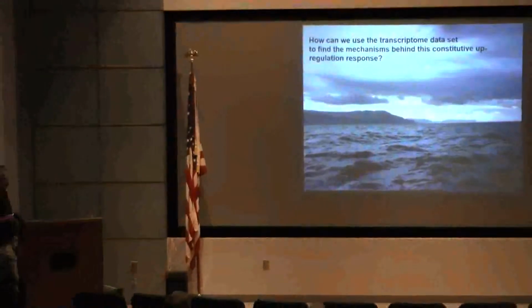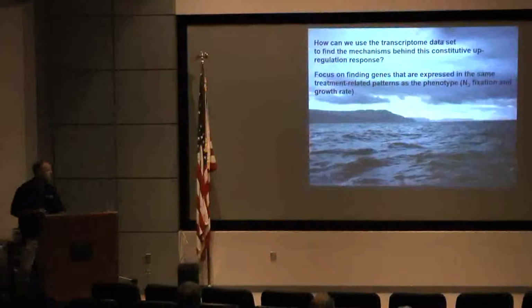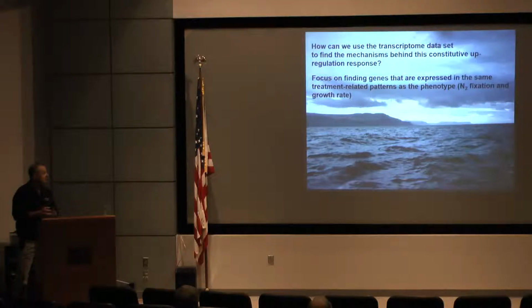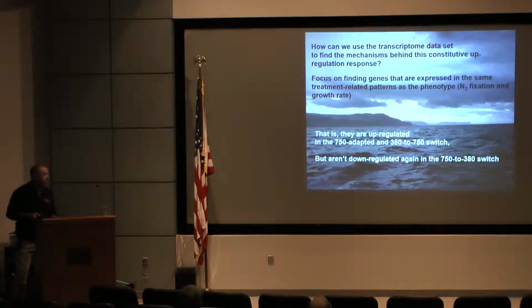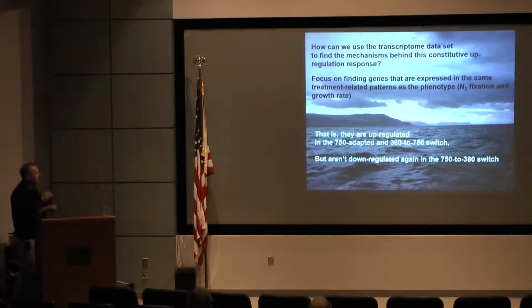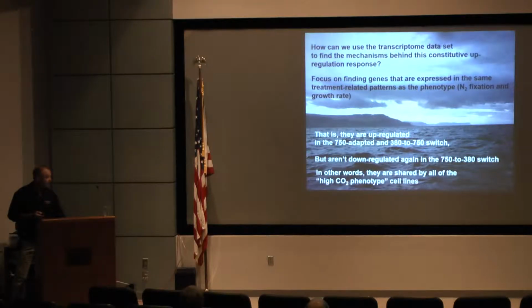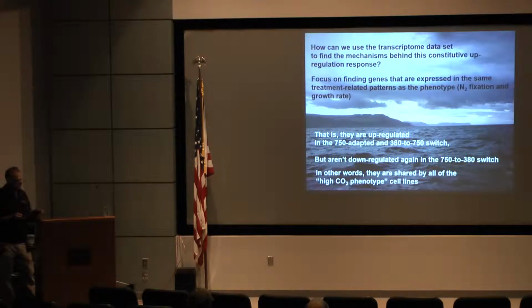Well, we reasoned that we should focus on finding genes that are expressed in the same treatment-related patterns as the phenotype. So we want to see genes that are upregulated in the 750 adapted and the 380s when you move them to 750, but then they aren't downregulated again when we move the 750s back. In other words, they're shared by all of the high CO2 phenotype cell lines, just like the nitrogen fixation and growth results. So I'm not going to show you all of the genes that did this. I'll show you a little summary slide because there's a lot of them.